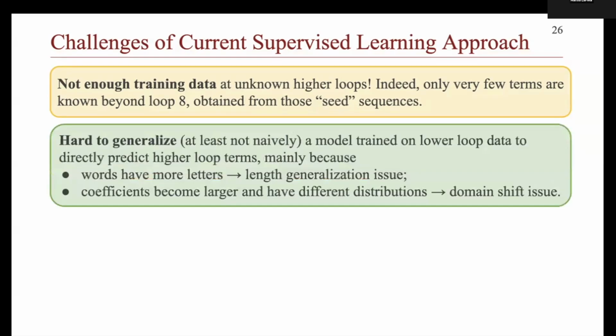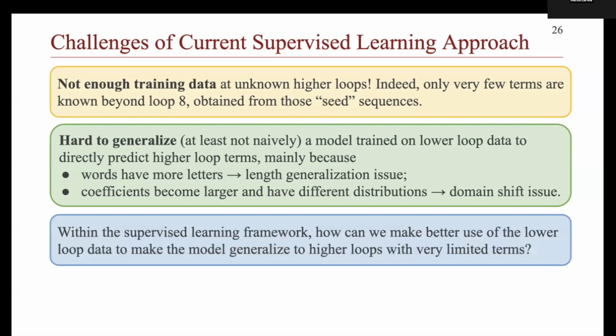So that is why it is very important for us to be able to generalize a model trained at lower loop to a higher loop order. It turns out that at least if you do it naively, it is very hard to do the generalization, and it's mainly because of two reasons. One is that at different loop orders, the words have different lengths. So there is this length generalization issue, especially with a transformer, but this one can be relatively easily solved. The harder question is that the coefficient itself becomes larger and the underlying distribution for the coefficients is different. So here there is this very annoying domain shift problem, and I'm not sure if this is an easily solvable problem.